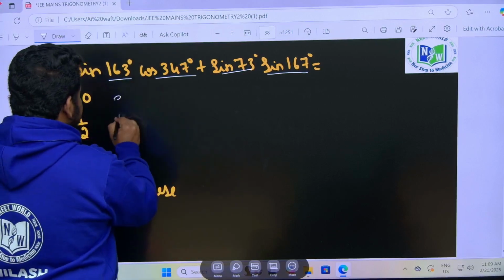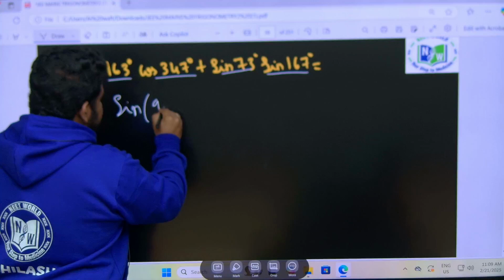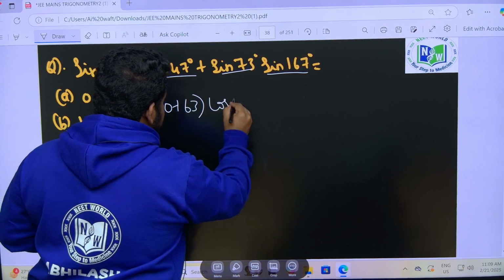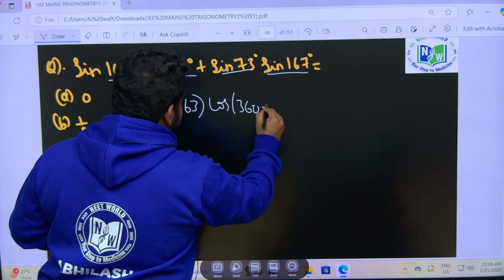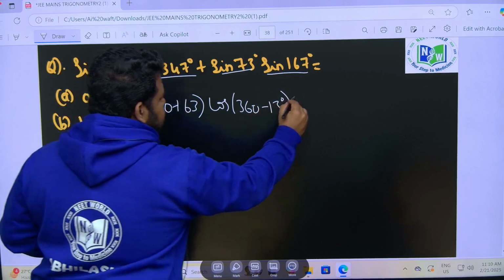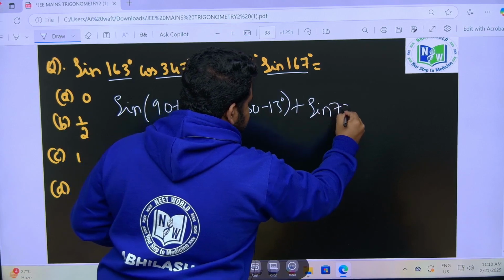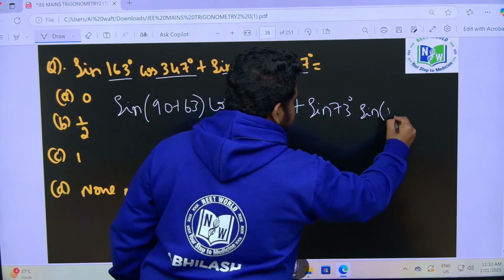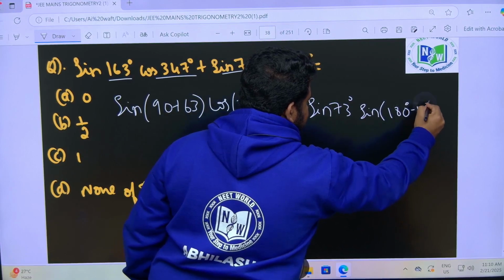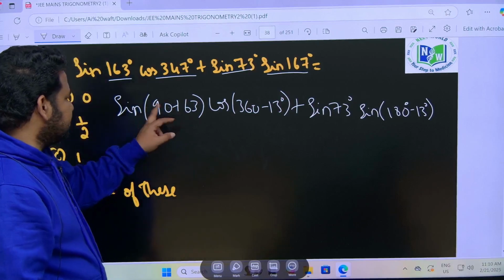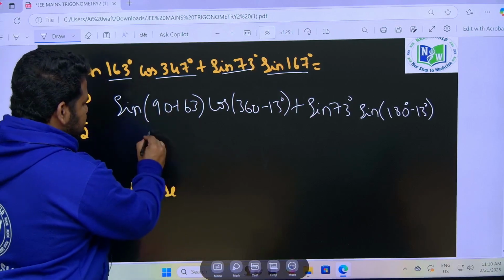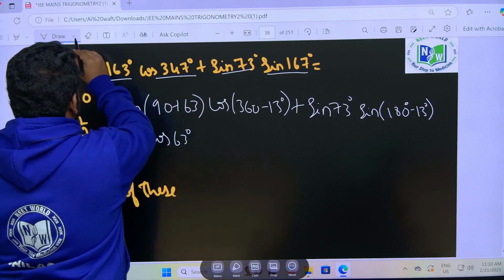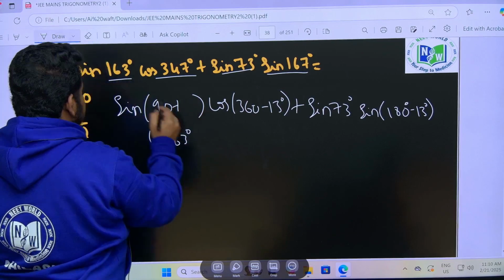So, I can write sin 163 as sin 90 plus 73. This I can write as cos 360 minus 13 degree plus sin 73, I will keep it as it is. Then sin 167. Sin 167 I can write as sin 180 minus 13 degree. Got it? Sin 180 minus 13 degree. Sin 90 is an odd multiple, so sin will change to cos. So, this will become cos 73 degree.